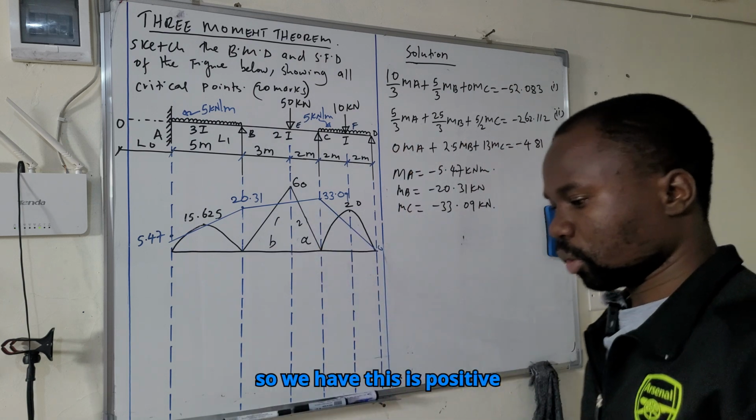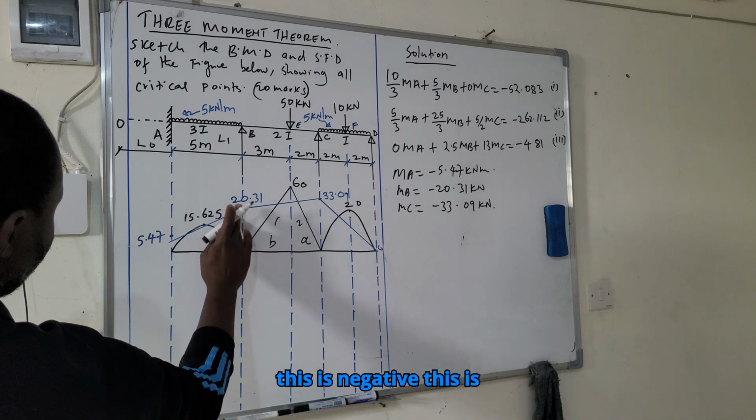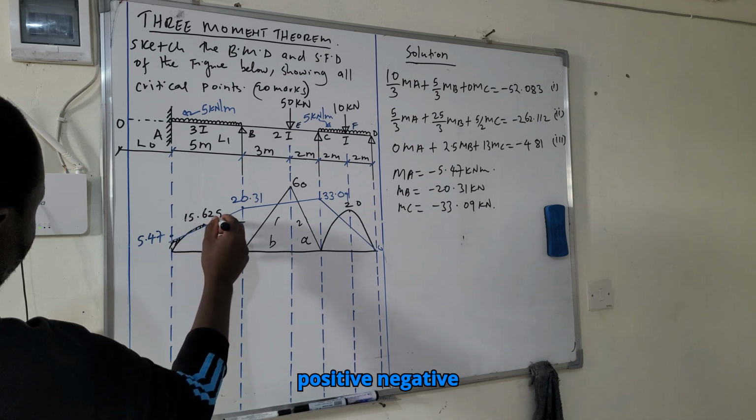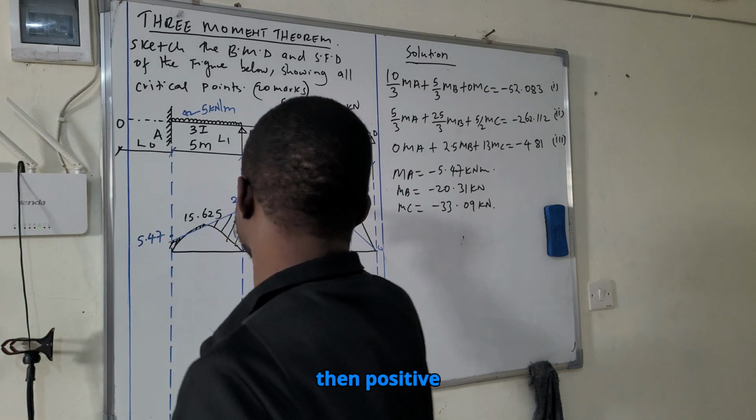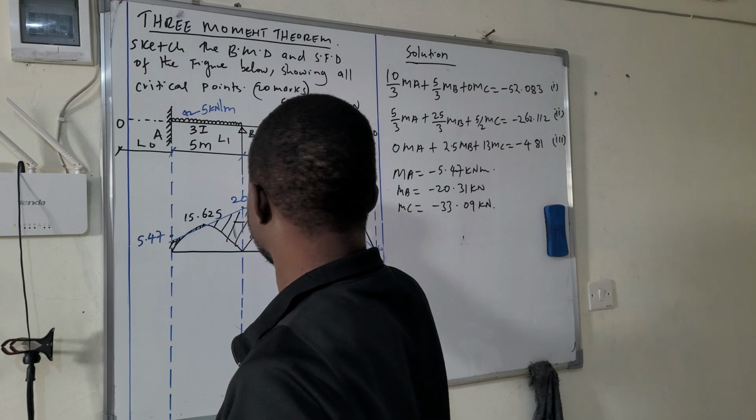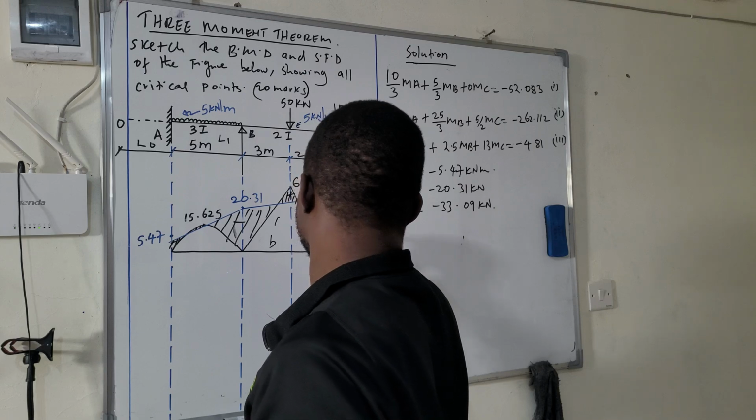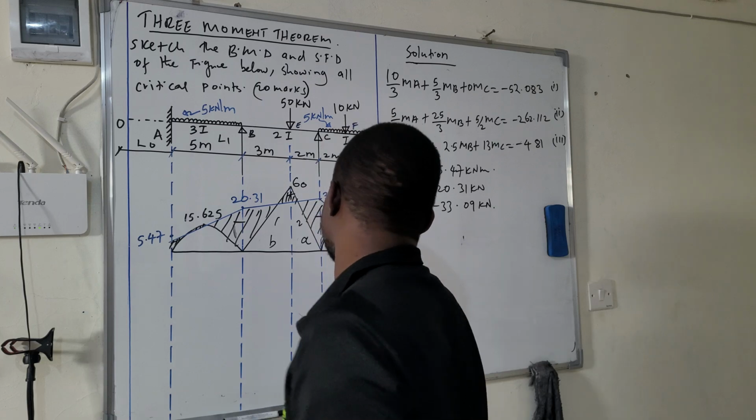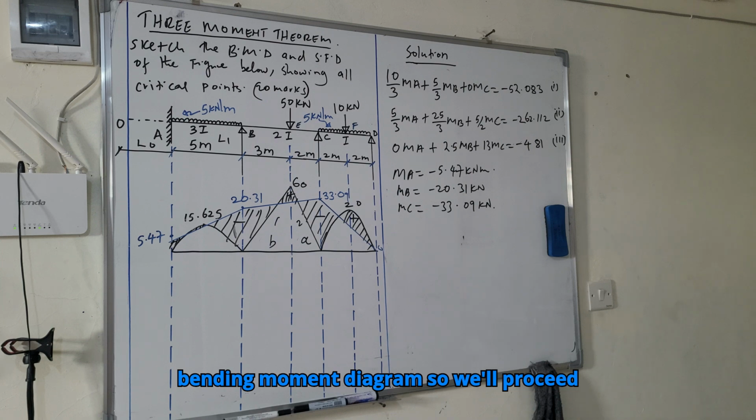So we have, this is positive, this is positive, no, this is negative, this is negative, this is positive, negative, then positive, then negative, positive, like that. So that is our bending moment diagram. So we'll proceed and draw the shear force diagram.